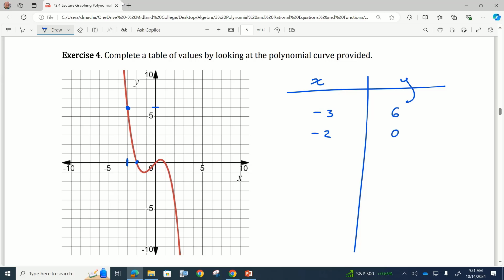When x is equal to negative 2, y is 0. When x is equal to negative 1, y is negative 1. When x is 0, y is 0. When x is 1, y is 0. When x is 2, it looks like y is going to be negative 4. And then if x is 3, oh, it's 2 negative, right? So that's it. That's all you have to do. Plot the points that appear on the graph.